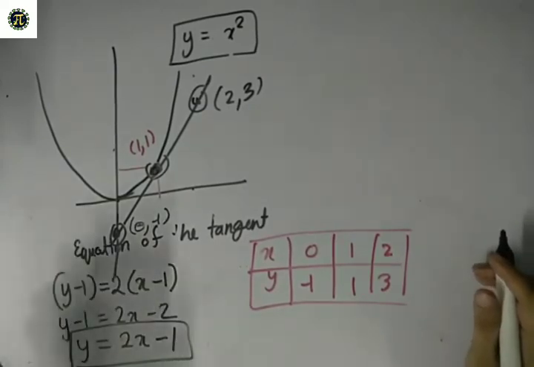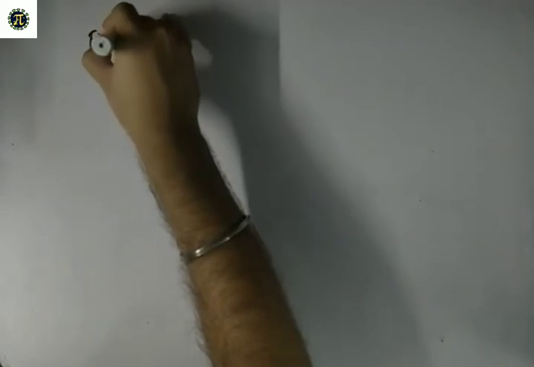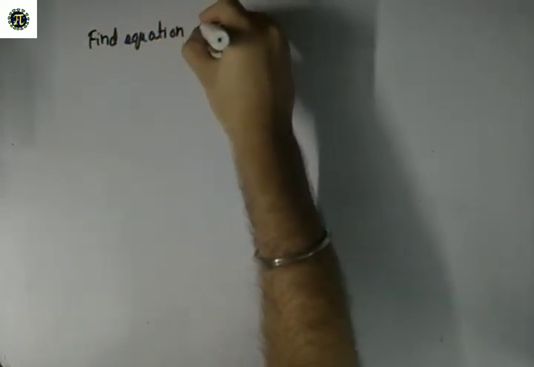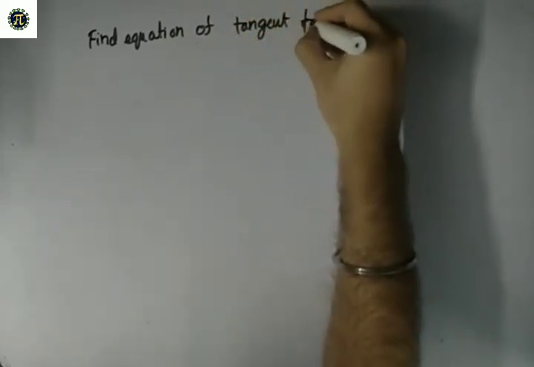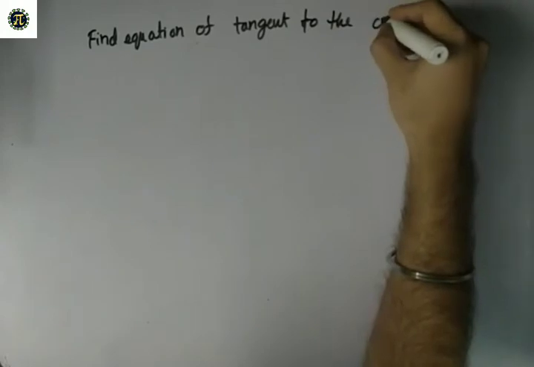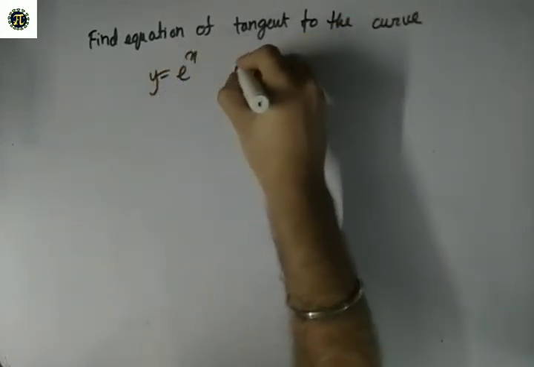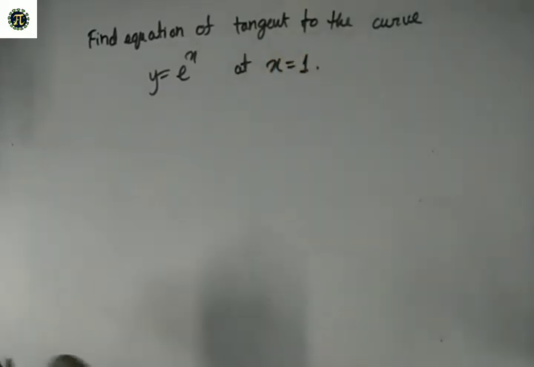Now let's do one more example. Let's say find the equation of the tangent to the curve y is equal to e to the power x at x is equal to 1. So it's a very simple question, because differentiation of e to the power x is very simple.